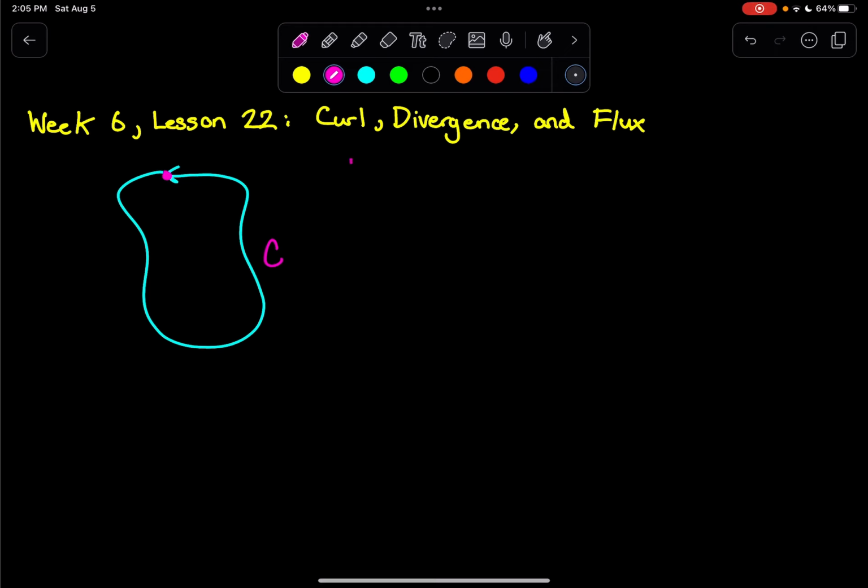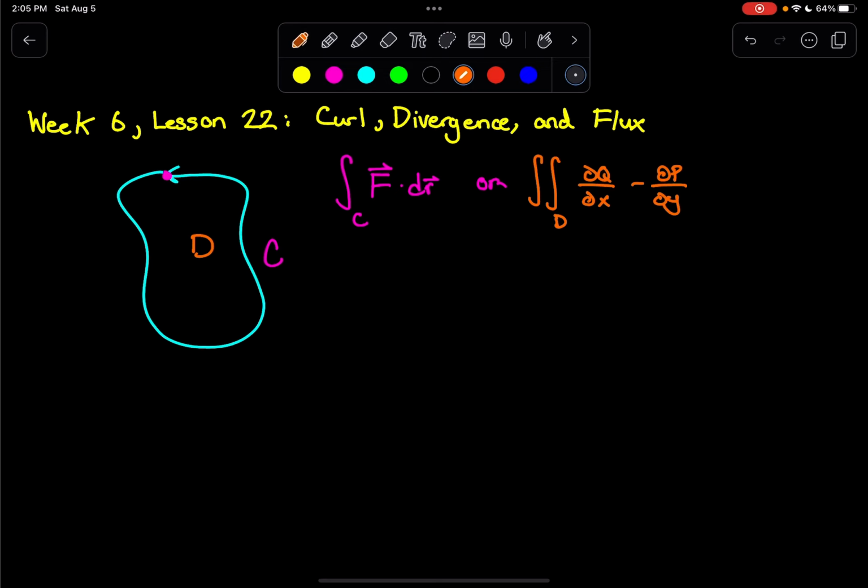And we could either go about doing it as actually evaluating the line integral over C like so, or it turned out that if we had this closed region D, we could simply do kind of an area integral, if you will, a double integral. And it was of this kind of weird quantity that hasn't quite fully been explained yet: dQ/dx minus dP/dy. Said you could do one or the other.